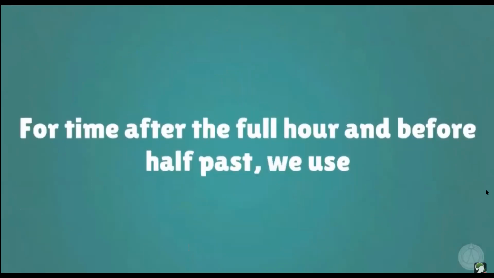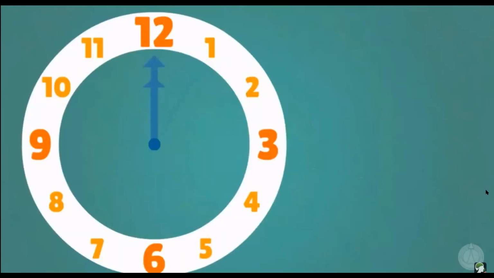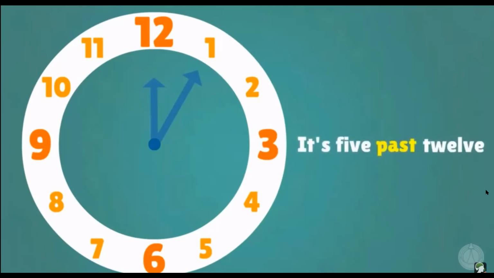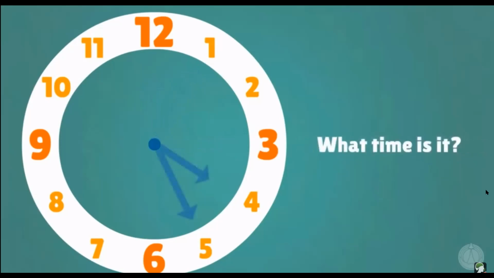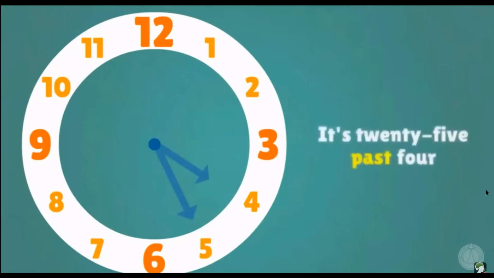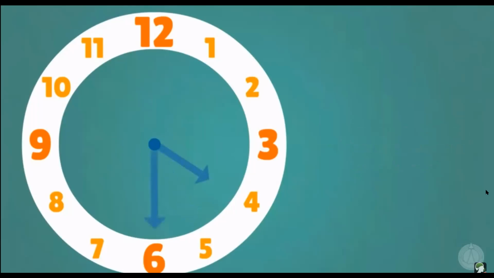For time after the full hour, and before half past, we use past. What time is it? It's 5 past 12. What time is it? It's 1:15. What time is it? It's 25 past 4. What time is it? It's 4:30.